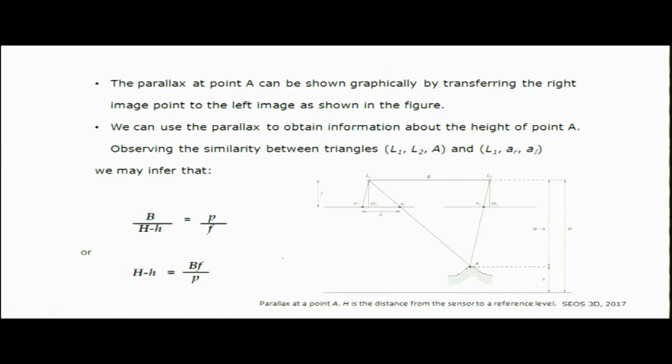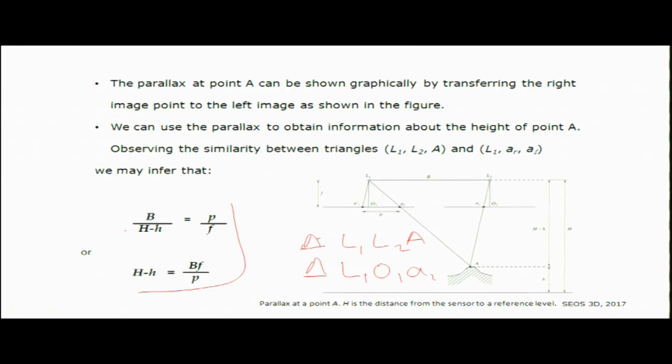In another simple form, if you want a mathematical formula to compute heights, or whatever is given to you, like the air base, or you need to calculate the parallax, you can use these two formulas. Here you can see a very simple geometry which has created two similar triangles: L1, L2 and A, and another triangle L1, O1 and AL. By these two similar triangles you get this formula, which represents that the parallax at point A can be shown graphically by transferring the right image point to the left image as shown in the figure, and we can use the parallax to obtain information about the height of point A.